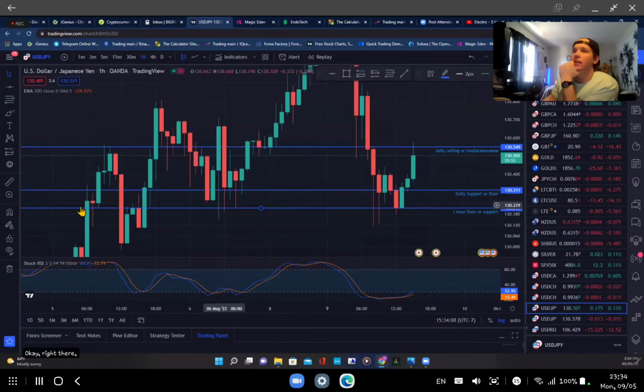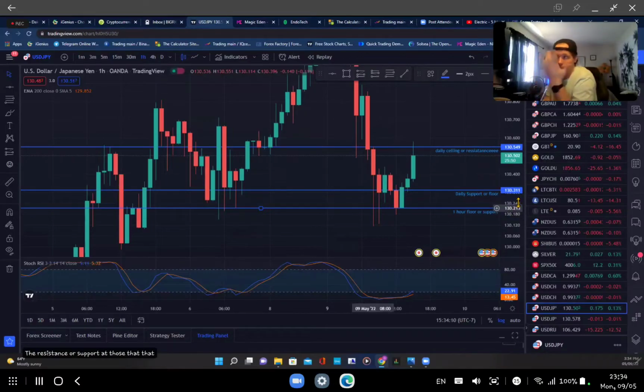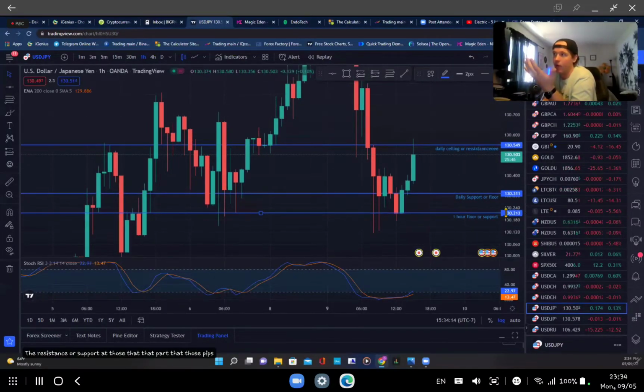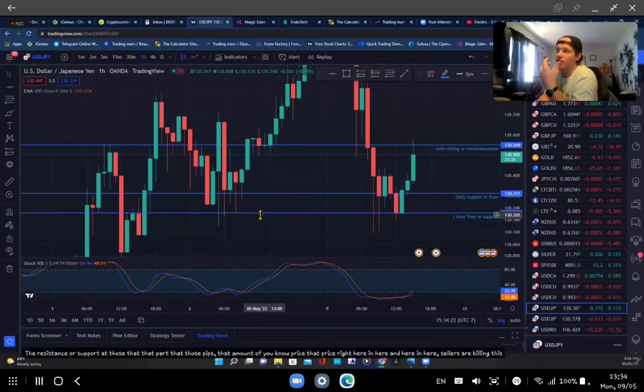Like I said, there's about 6 levels of either resistance or support at those pips, that amount of price. That price right here, and here, and here, and here. Sellers are killing this thing today with the resistance. So does that make sense to everybody, right?